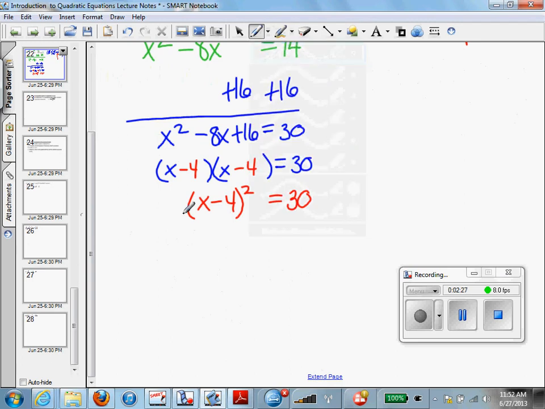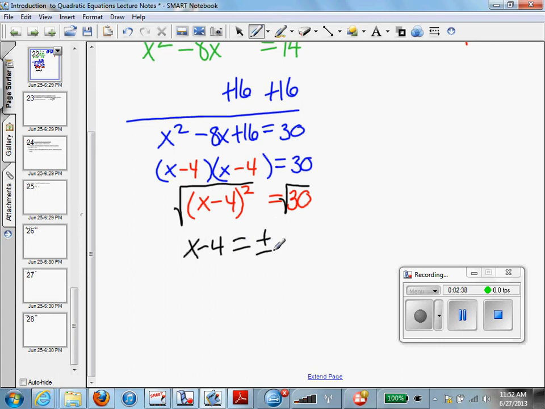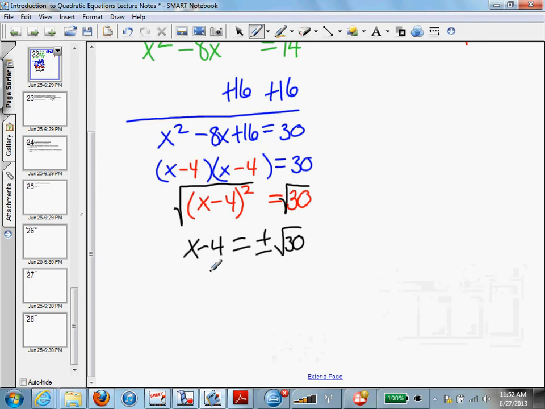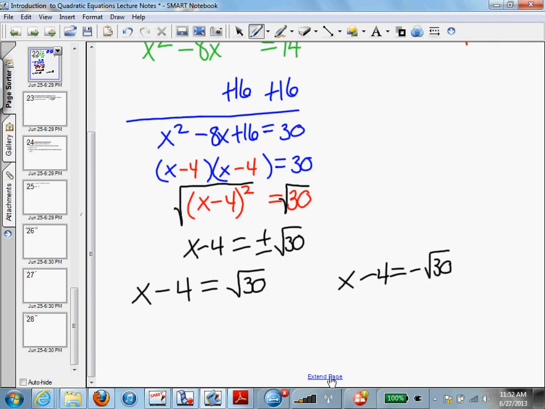Okay, now we can apply the square root property that we learned earlier and have the term x minus 4, because the square and the square root will cancel each other out, leaving you with a positive and a negative square root of 30. Okay, you can take this problem and break it into two separate pieces: x minus 4 equals positive square root of 30, and x minus 4 equals negative square root of 30.